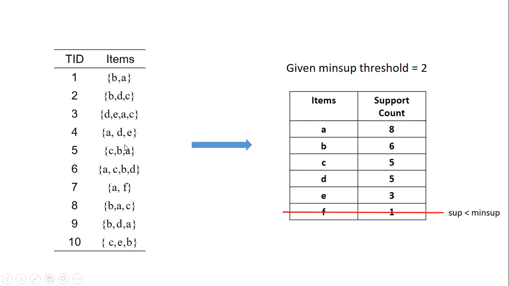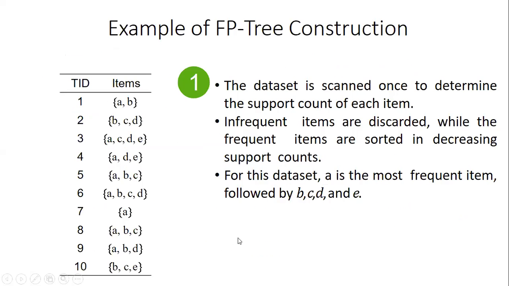We also had an infrequent item F. Please remember all this. The first transaction is BA. The second transaction is BDC, like this. Then the seventh transaction is AF. Please remember this. I'll move on.